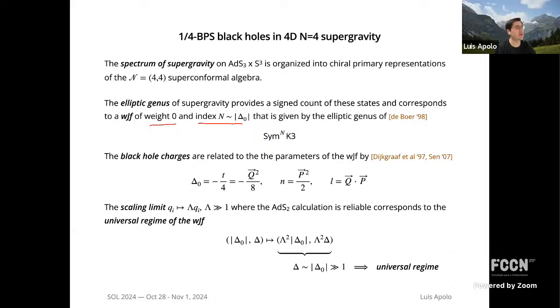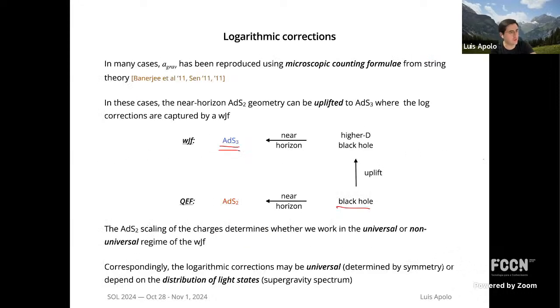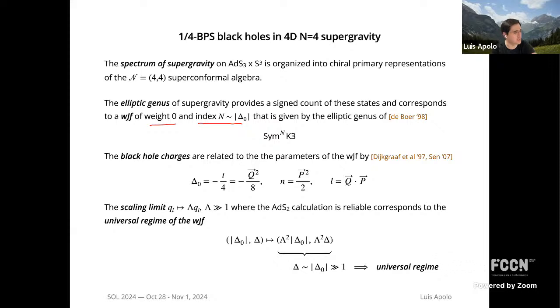And this can be done by using the dictionary relating the lower dimensional black hole to the higher dimensional black string that happens in this uplift that I mentioned before, but unfortunately I have no time to discuss. And when you do this, you find that the relevant regime to extract these logarithmic corrections is given down here and corresponds to the universal regime that we discussed before.